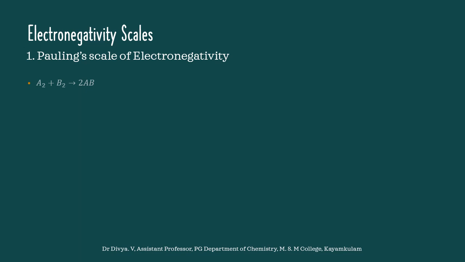Electronegativity scales. There are mainly three approaches. What is meant by electronegativity? As I mentioned earlier, it is the tendency of an atom to attract a shared pair of electrons towards itself when it is in the combined form. But one thing we have to keep in mind is that this is not a constant value.